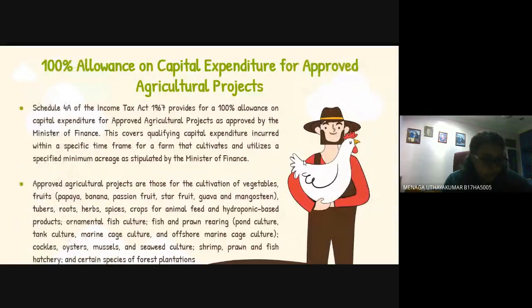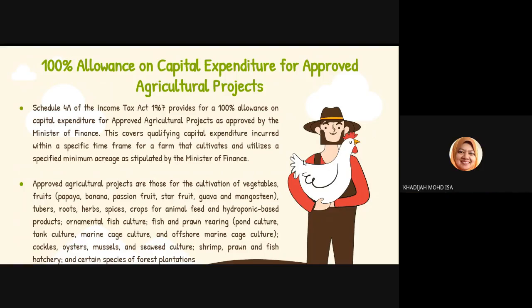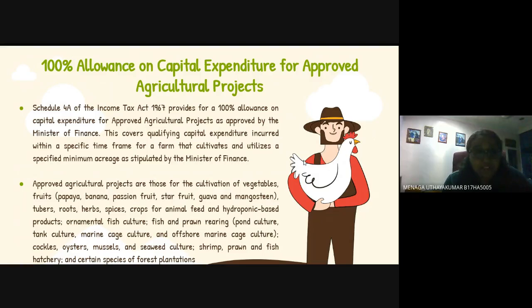Next will be the 100% allowance on the capital expenditure. So the approved project will be under Schedule 4A, and the projects will be under the cultivation of vegetables, fruits, and rearing of deer, deep sea fishing, and all.